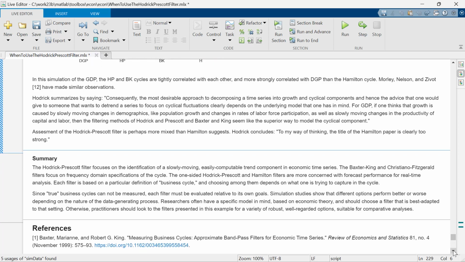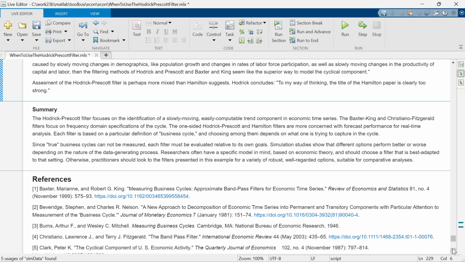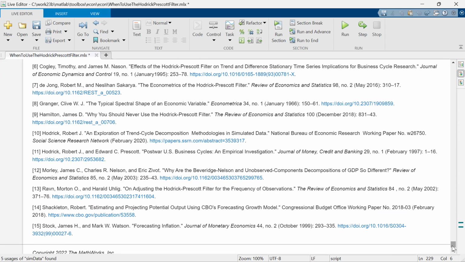At the end here, I'll just note that there's a reference section with references to all of the different authors and papers who have participated in the discussion of business cycles and business cycle filtering over the last 40 years or so, since Hodrick and Prescott first put out their filter.